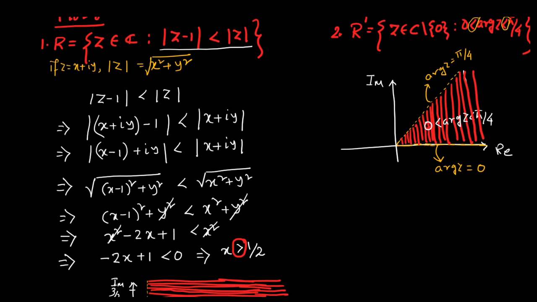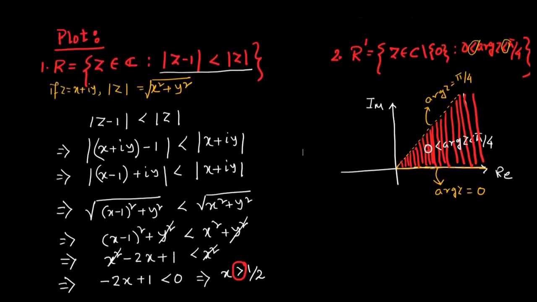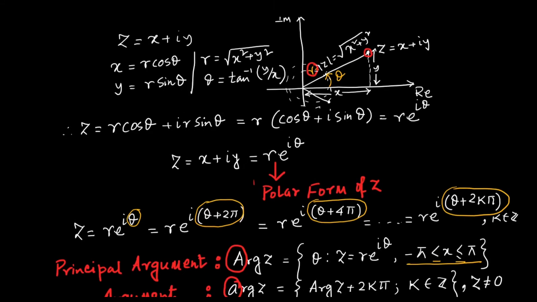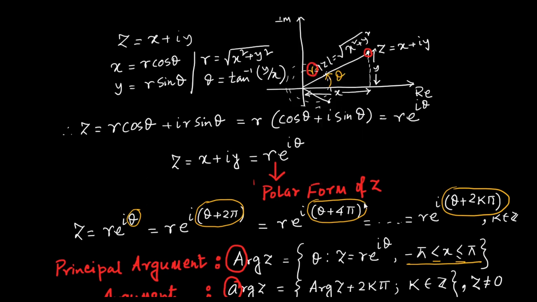Now we have seen that a complex number Z equals to X plus iY can be represented as Z equals to R e to the power i theta. A complex number Z equals to X plus iY can be represented as Z equals to R e to the power i theta also, in polar form.